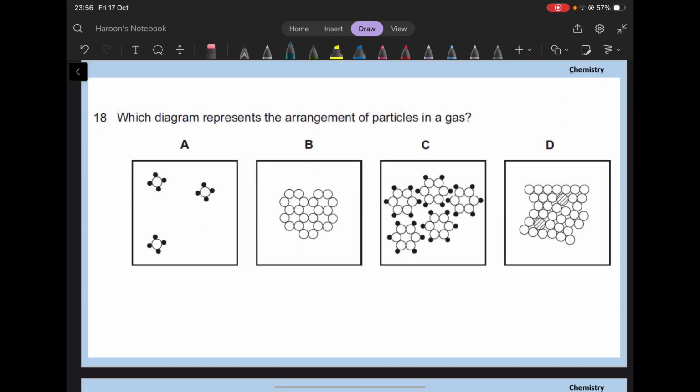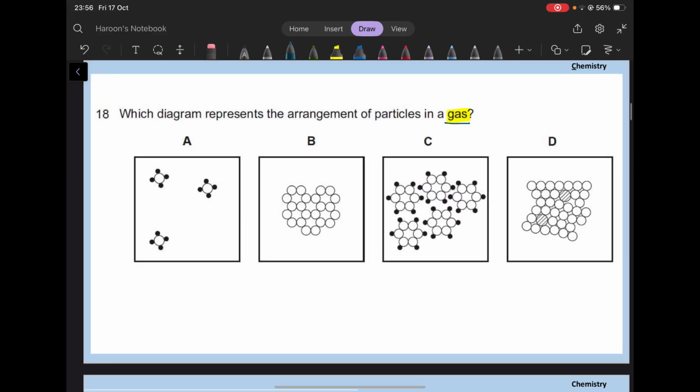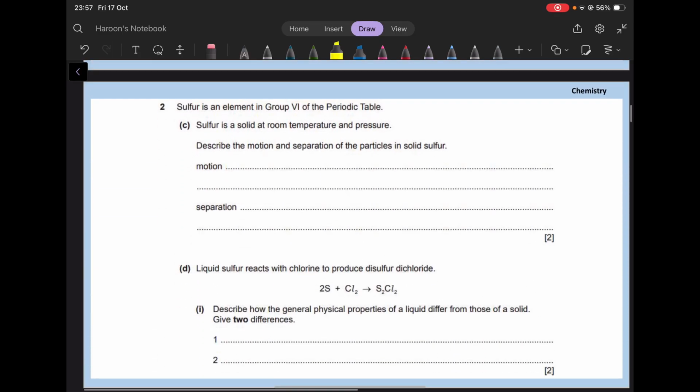Which diagram represents the arrangement of particles in a gas? So we are looking for a gaseous arrangement, so they should be far apart from each other, a lot of empty spaces in between. So D, you can see a very regular arrangement. So this is definitely not a gas. Have a look at B and C. You can see the particles are still quite close to each other. Have a look at A. The particles are far apart from each other, right? So this is the gaseous arrangement. A is the correct answer.